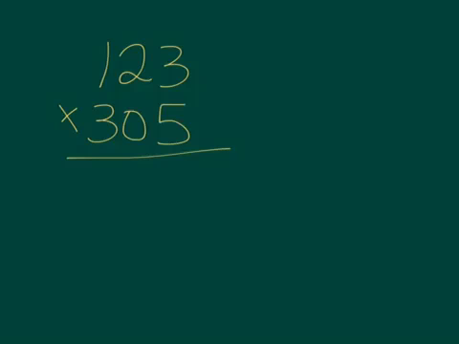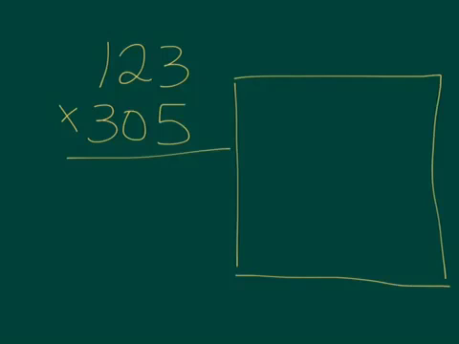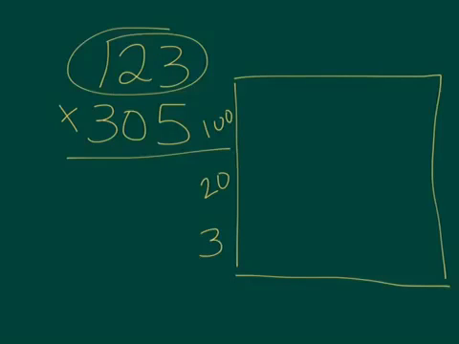The first thing I'm going to do is my area model. I'm going to make a fairly large area model. I'm going to start with the number 123 and break that apart. I have 100, 20, and 3. Up top, I'm going to take my second number and break it apart. I have 300, 0 in the tens place, and 5 in the ones.